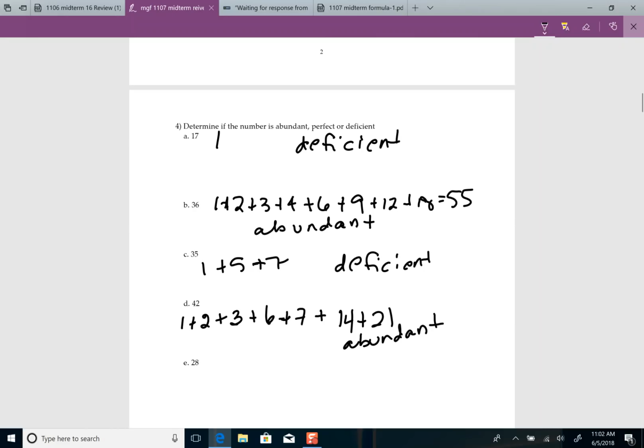Okay. And then this last one, 28. I have 1, I have 2, I have 4, I have 7. Then you have to think 4 times 7 is 28. 2 goes into 28 14 times. So let's add 1 plus 2 plus 4 plus 7 plus 14. This is 28. Remember when it equals what the number was? Then we call that perfect.